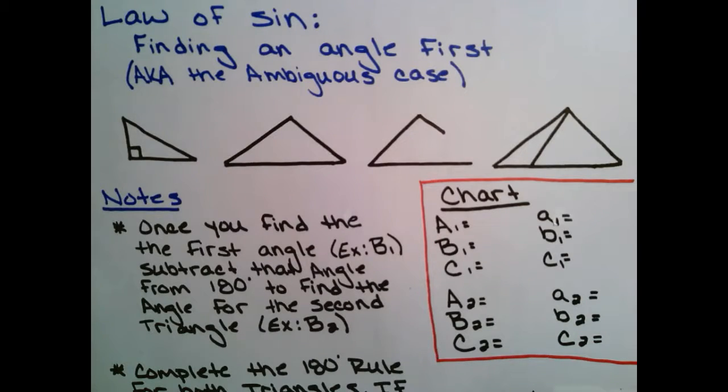Alright, so before we can go and solve a problem, let me show you what changes are going to happen here. This is the law of sine, finding an angle first. In your textbooks, you might see the words the ambiguous case. Honestly, it's called the ambiguous case because it takes a little while to solve at times. There's a possibility of having a second triangle.